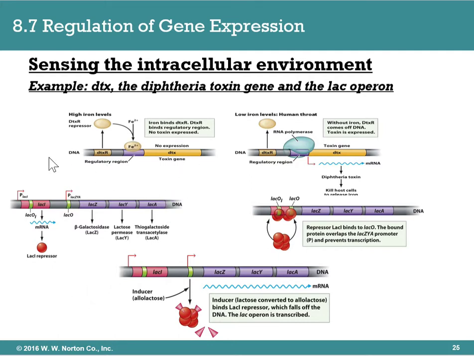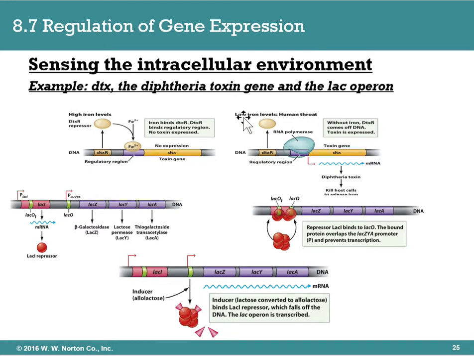So right here, the first part is showing you the idea of repression and induction. So what will happen is that if you have high iron levels, it acts as a repressor. So it's a DTXR repressor. So with that, it binds to the regulatory region. So it binds to the operon promoter region, somewhere in there. And then with that, no toxin is being expressed.